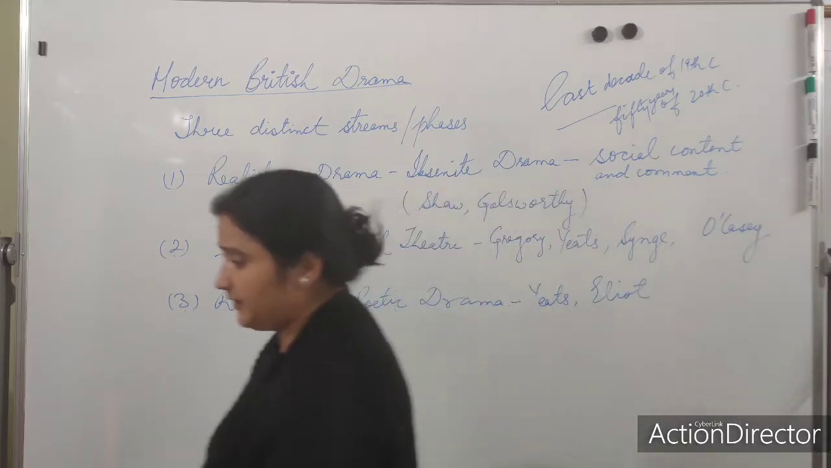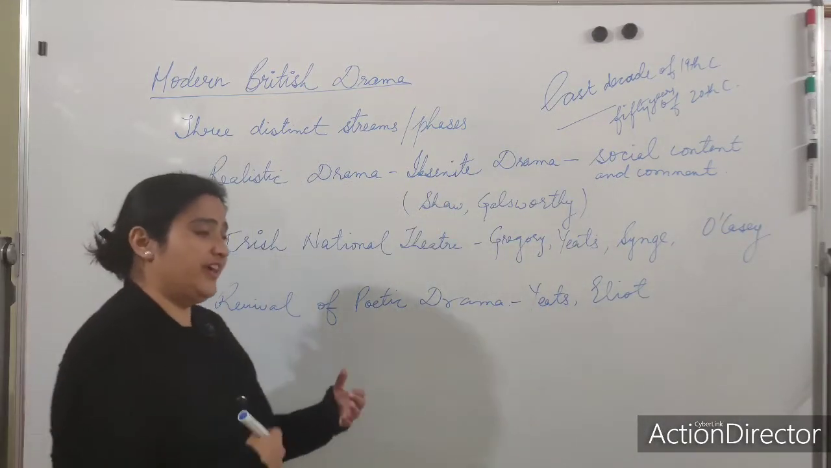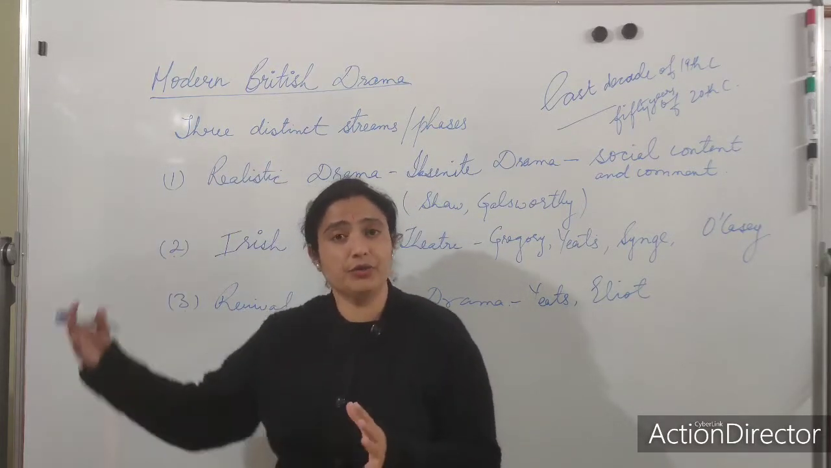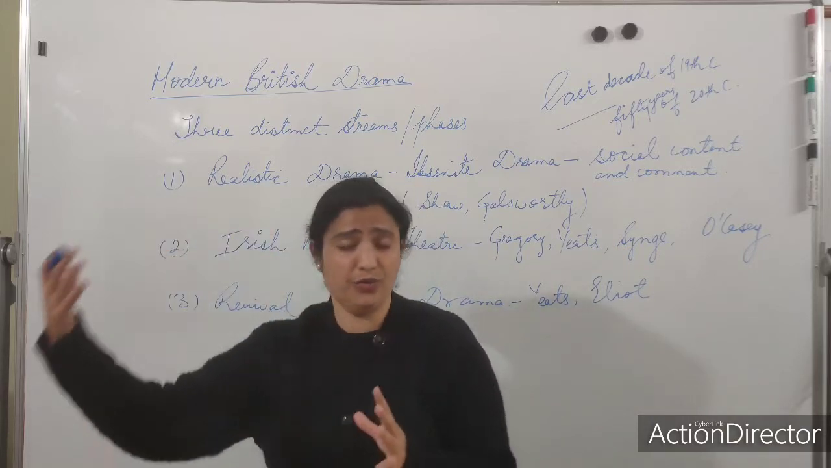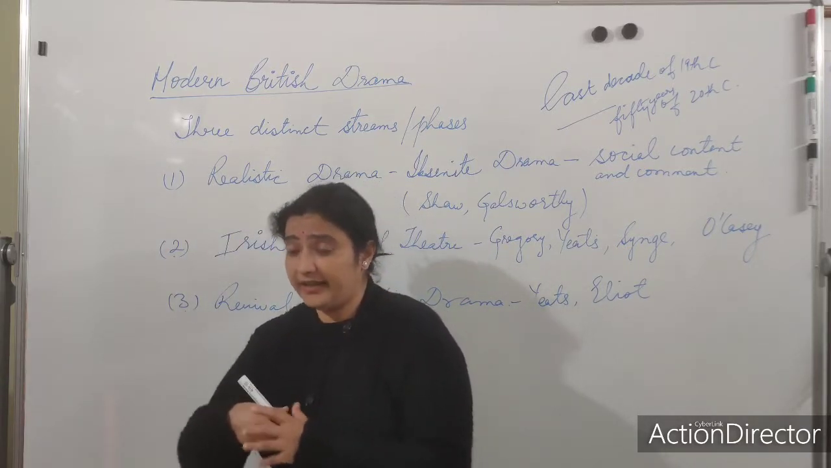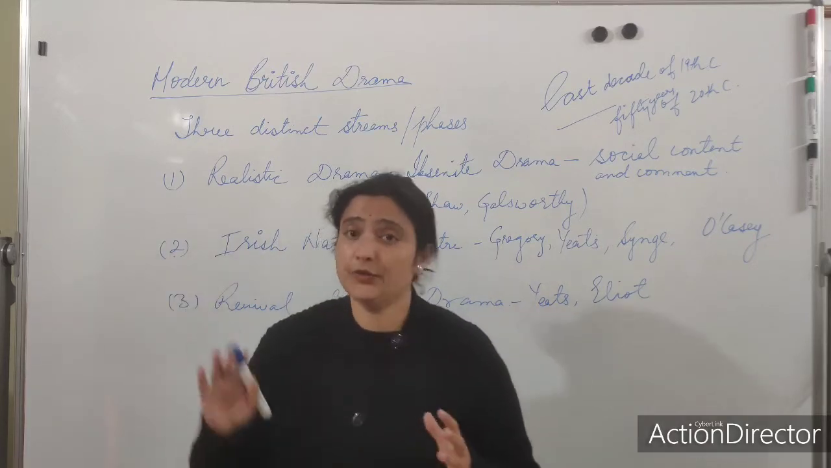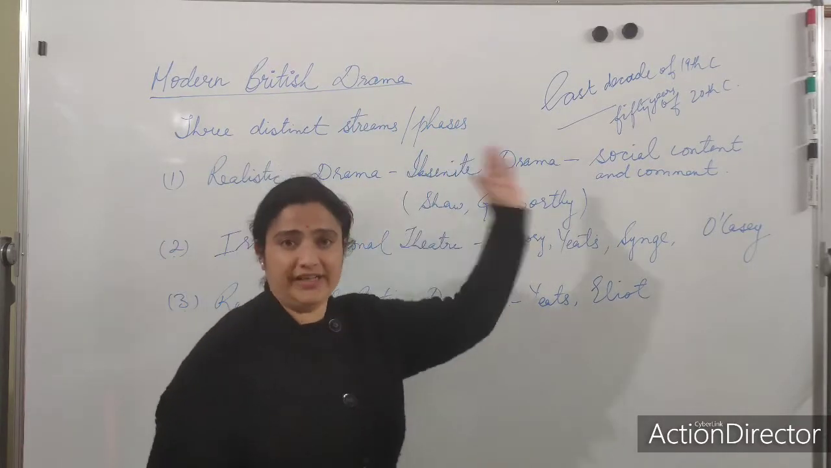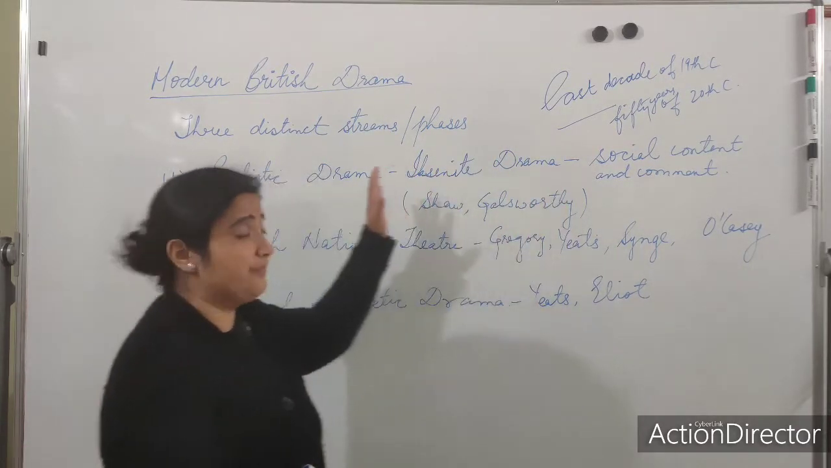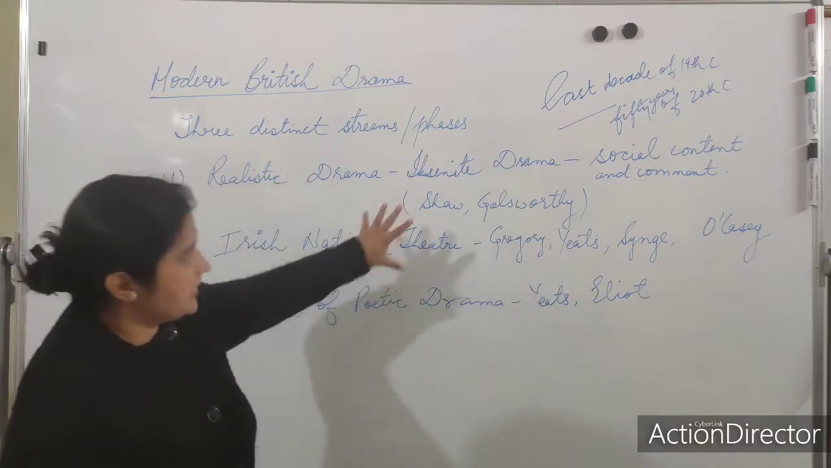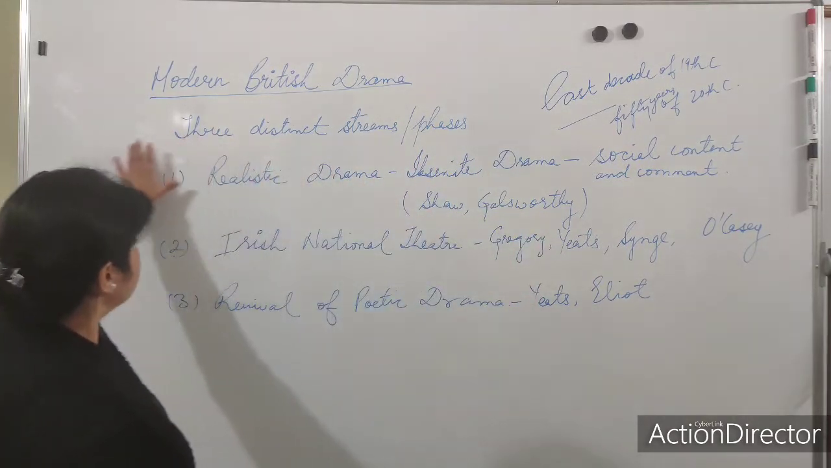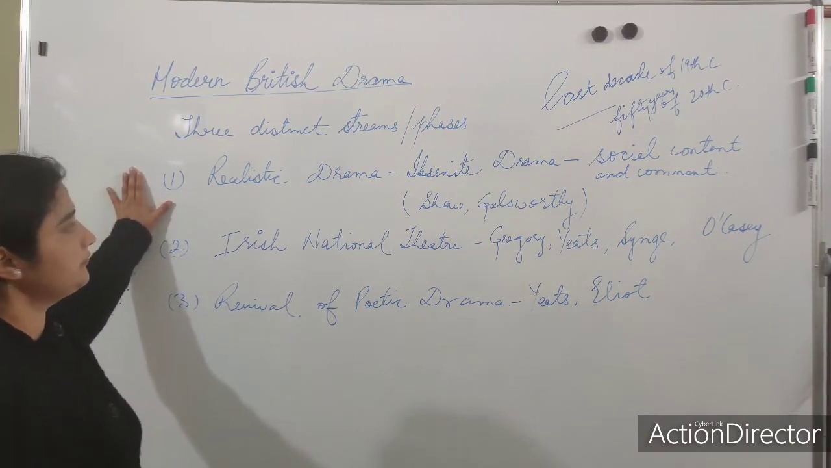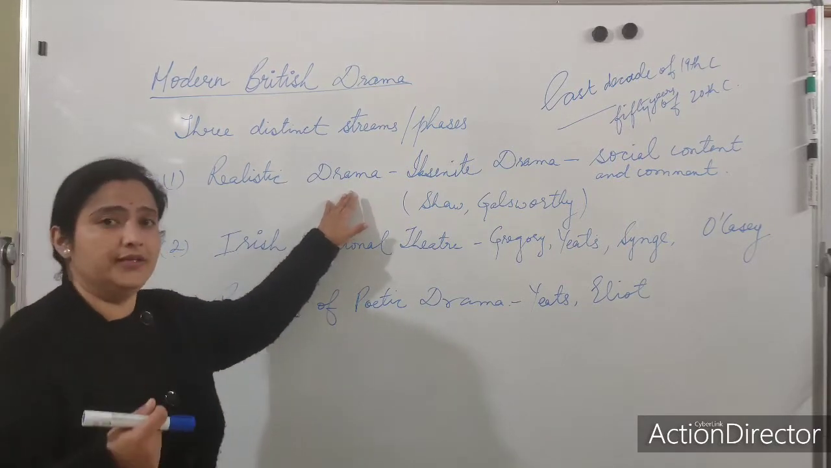And the first one is the realistic drama. We know when we have studied the growth of drama, we have studied how the drama had an alternate tendency, how it grew, how it fell, and again how it rose as far as the last decade of the 19th century is concerned, how it was revived by certain writers whose names I have written here, right? So these are divided into 3 categories or streams, let us say. First one is your realistic drama.